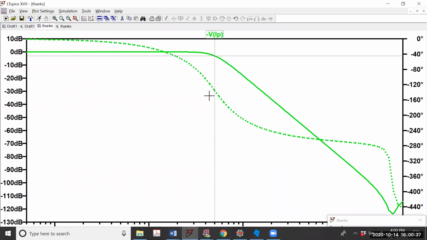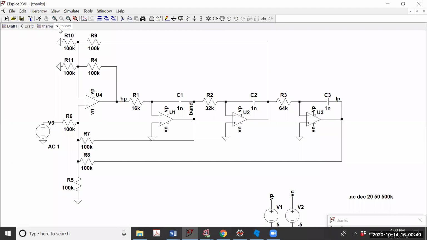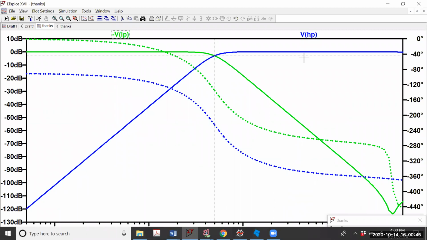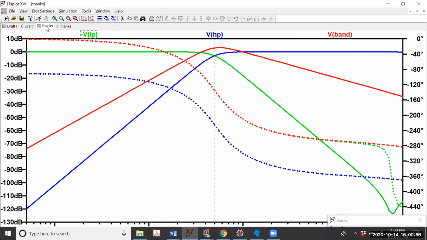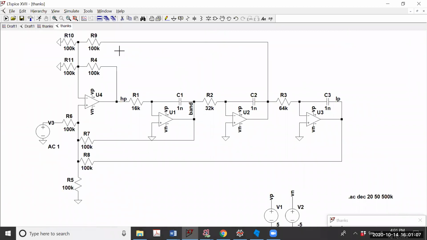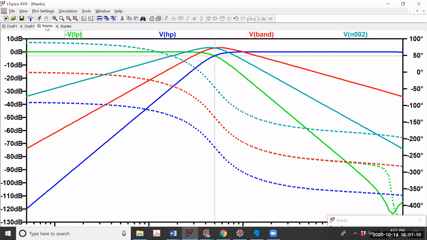And this again, it's an Opamp. Now, yeah, the high pass, right? It's right there. Starting to roll off due to the Opamp finite gain bandwidth. And then I can click on the band. It looks funny. Okay.